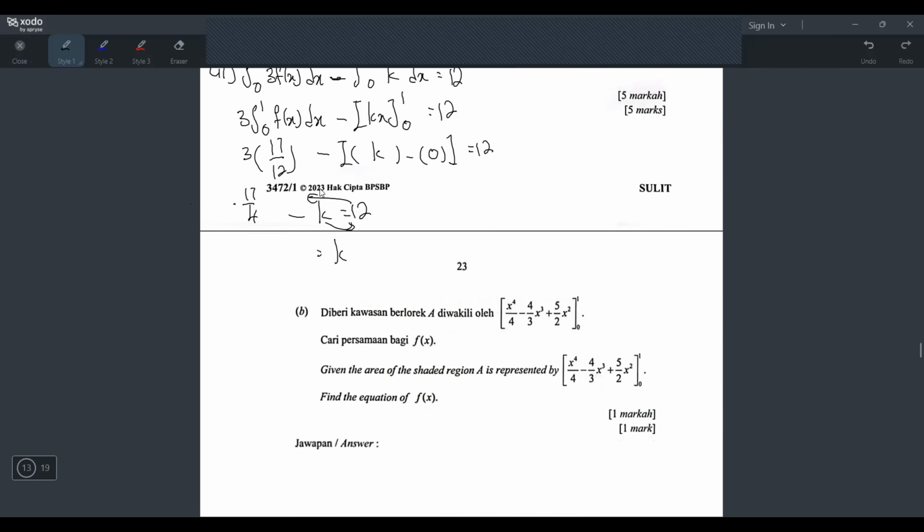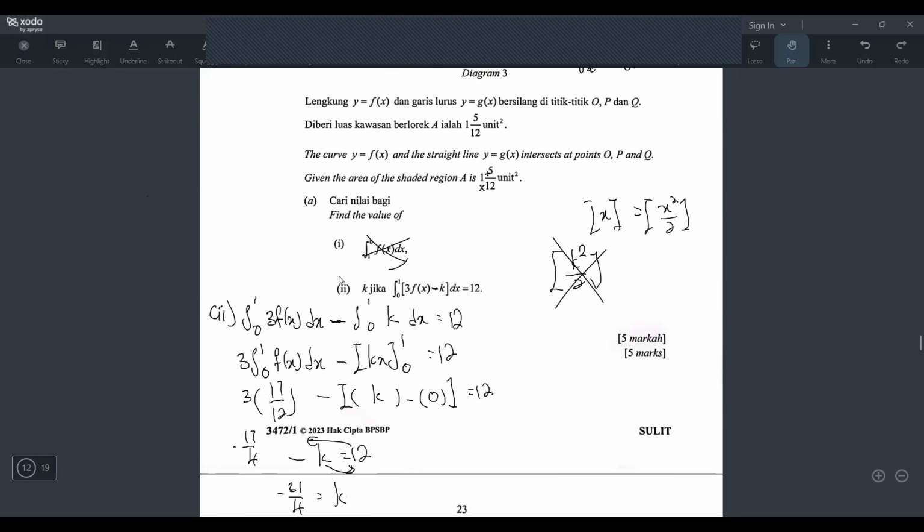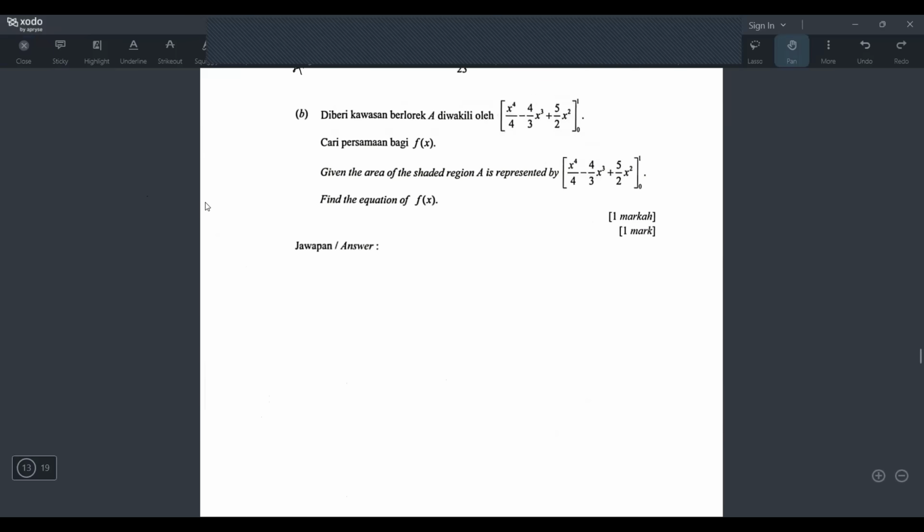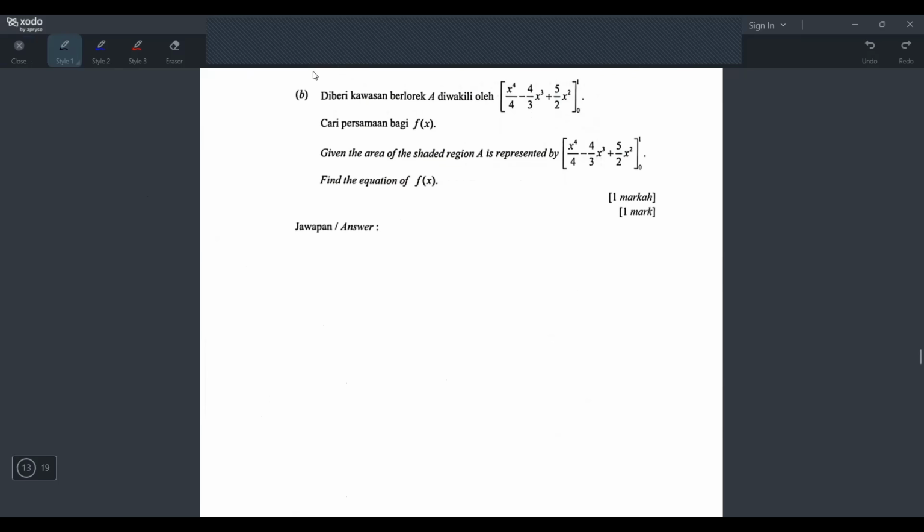Let's press the calculator. What is 17 over 4 minus 12? Negative 31 over 4. So you will write your k equals negative 31 over 4. So that's the answer for the A2 question, right? So I think that's all. Now we can proceed. We can continue with B.